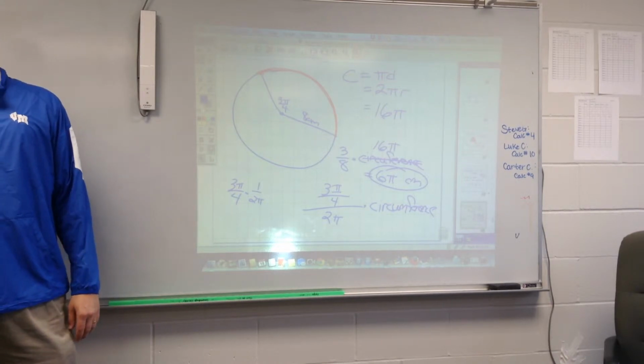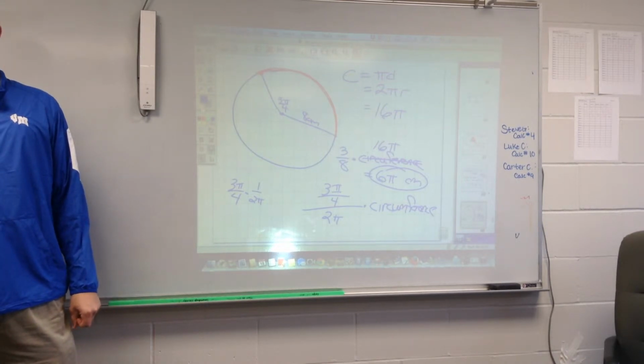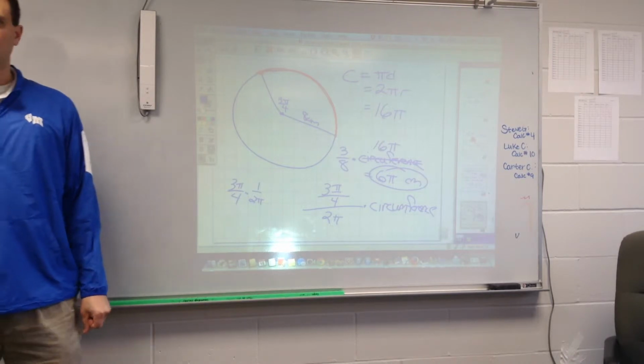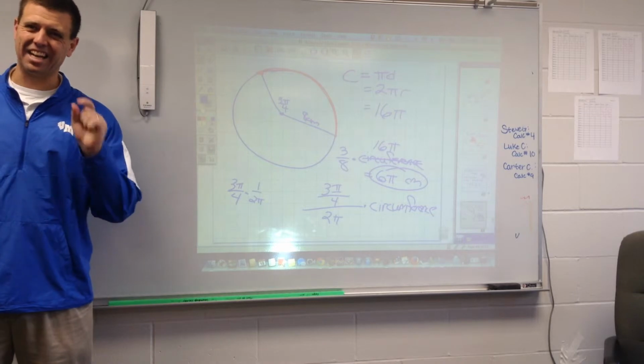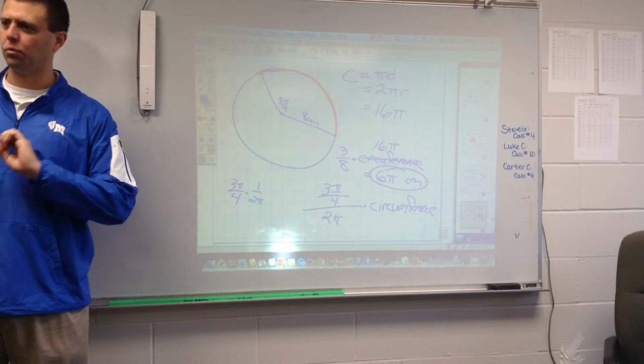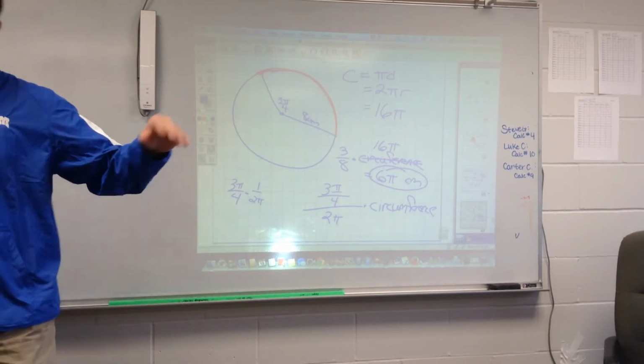Sometimes that'll be better, sometimes it won't. Like if I told you the angle measure was 5 radians. Well, 5 radians is not an exact amount of degrees, so you'd be working with a very long decimal, but you could do it.